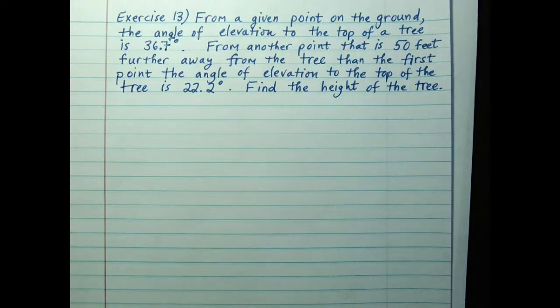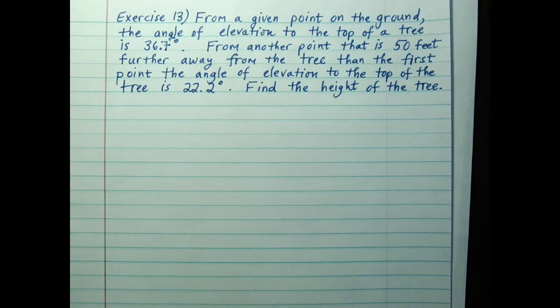This is our third application of basic right triangle trig. From a given point on the ground, the angle of elevation to the top of a tree is 36.7 degrees. From another point that is 50 feet further away from the tree than the first point, the angle of elevation to the top of the tree is 22.2 degrees. Find the height of the tree.